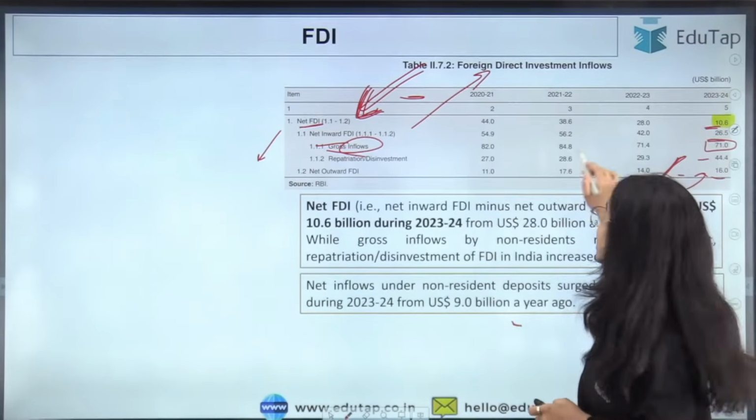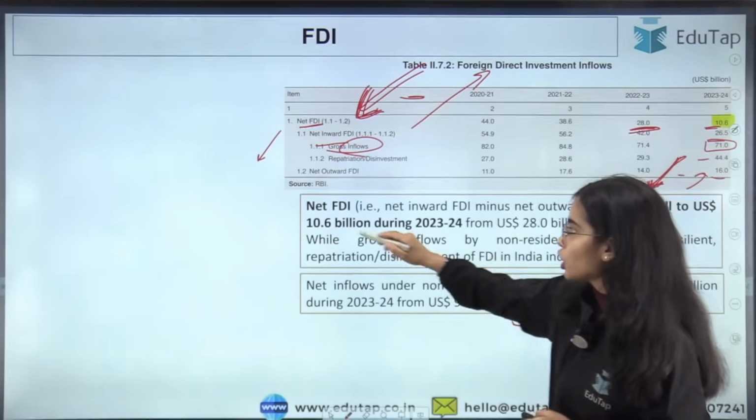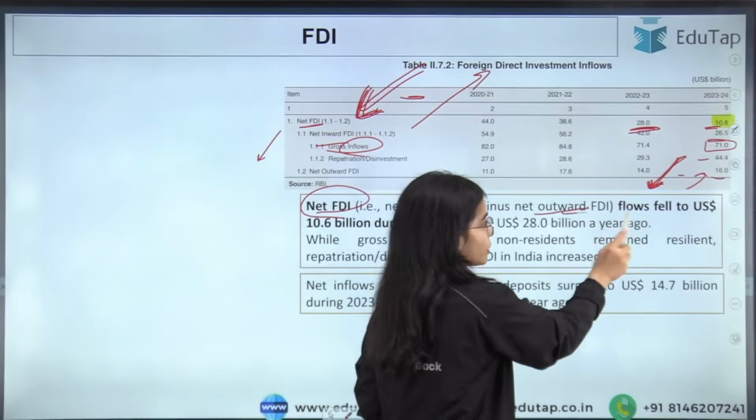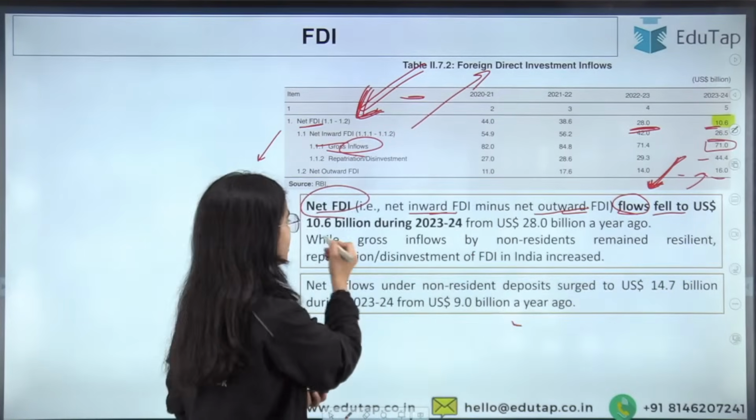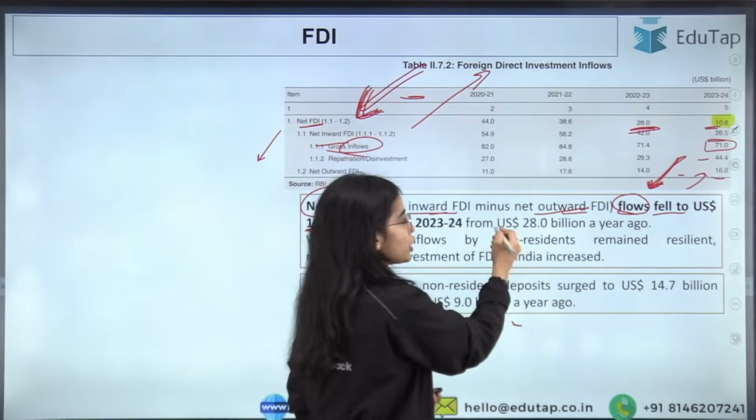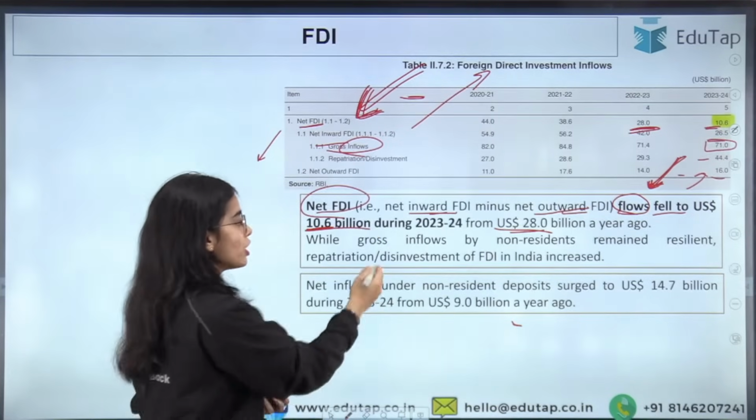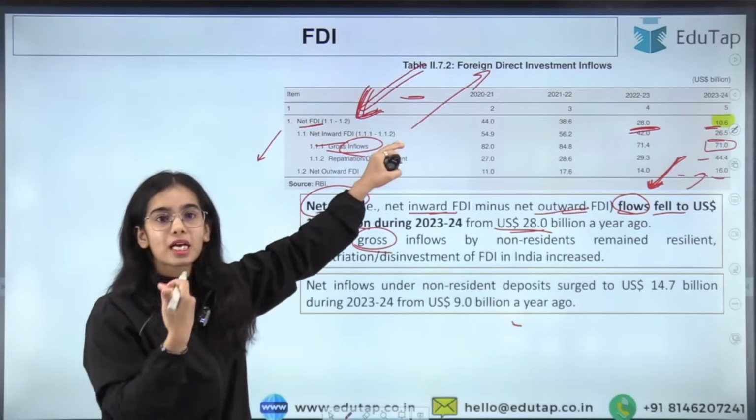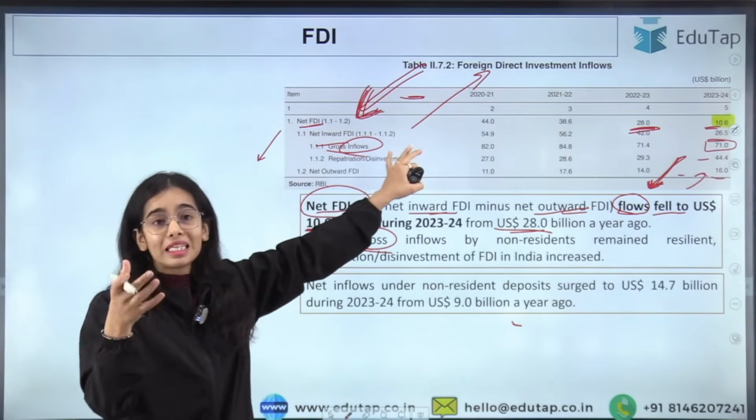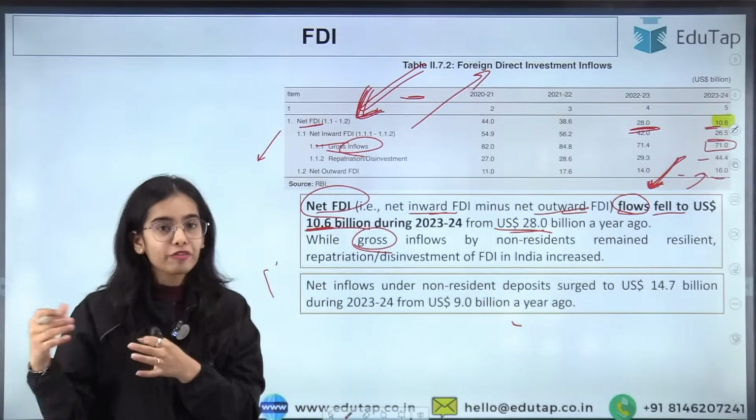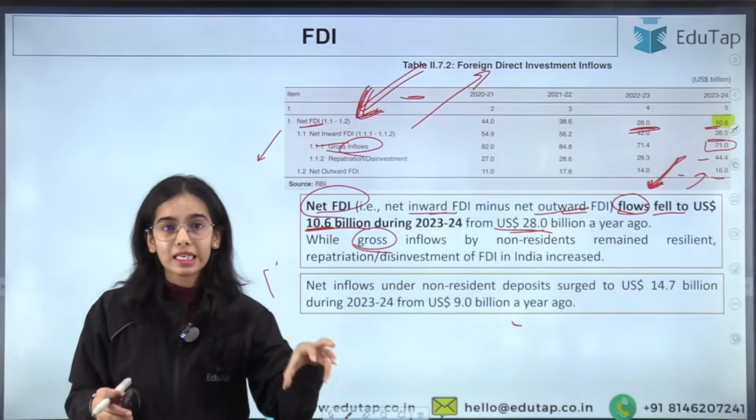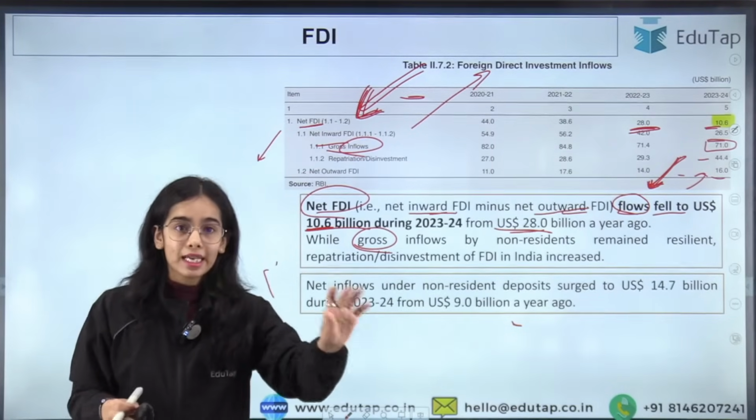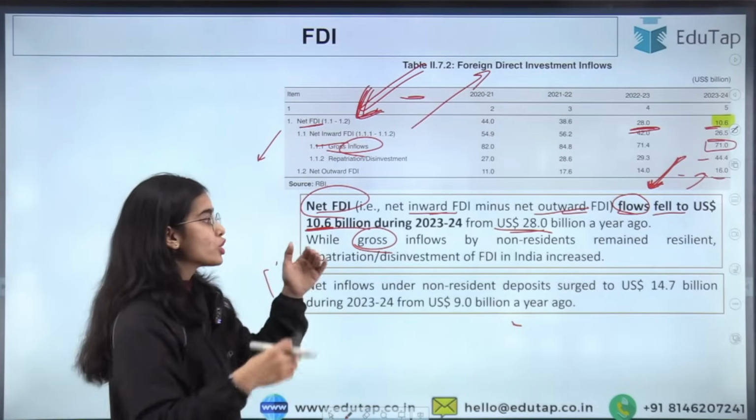That was lesser than the $28 billion of the previous year. So net FDI, that is the FDI that is inward minus the FDI that is outward, fell to US dollar 10.6 billion from US dollar 28 billion a year ago, while gross inflows by the non-residents, meaning all the money coming into our country from the foreign investors and foreign depositors, remained resilient. They are depositing in our country in the NRO, the non-resident ordinary account, the non-resident external account, and the FCNR accounts.